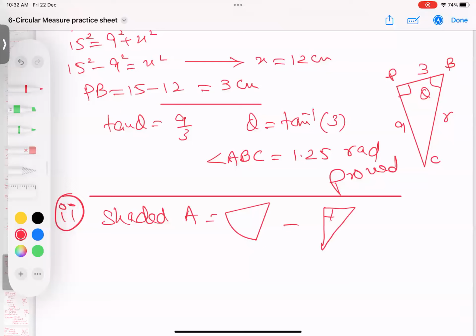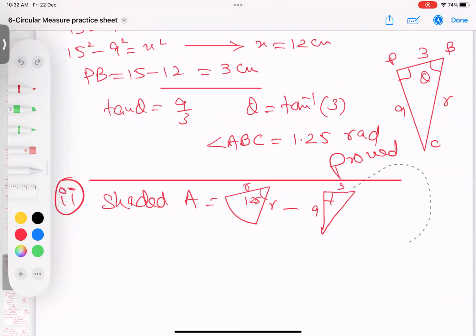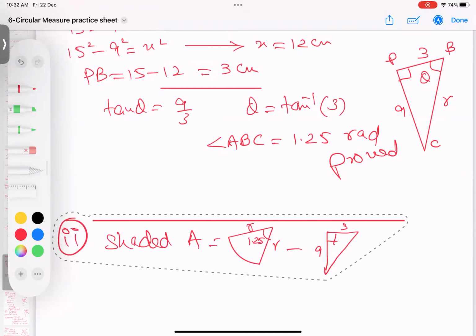Let me write the data. This is 3, this is 9, and theta is 1.25. The radius is missing. If I get the radius, I will get my answer. But how to get the radius, students? Using the Pythagoras theorem. I think this space is enough to solve it. I do it here, and the radius is what I'm looking for. Now, how to find the radius, students? I use the Pythagoras theorem.